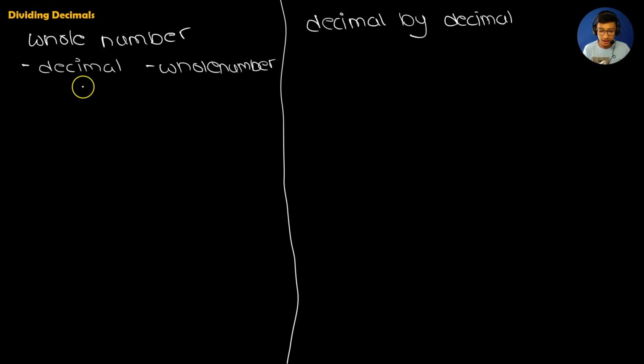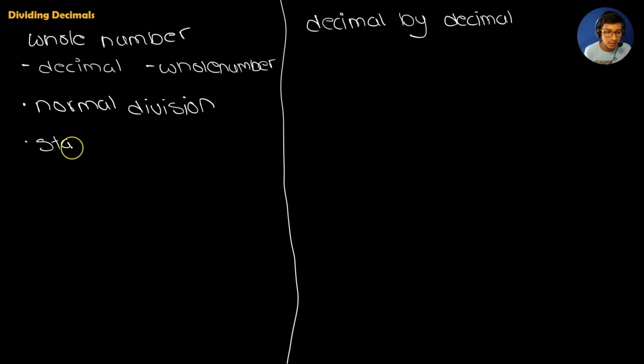When we're dividing, it's just like normal division, where the decimal point stays the same as in the quotient. So the decimal point stays.